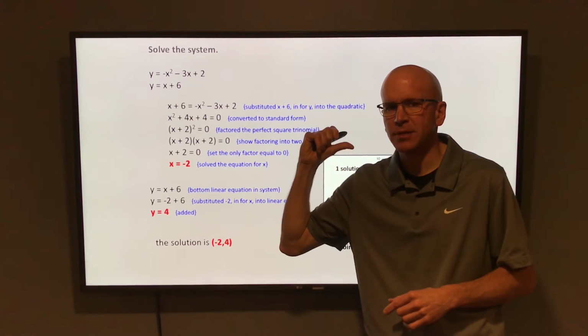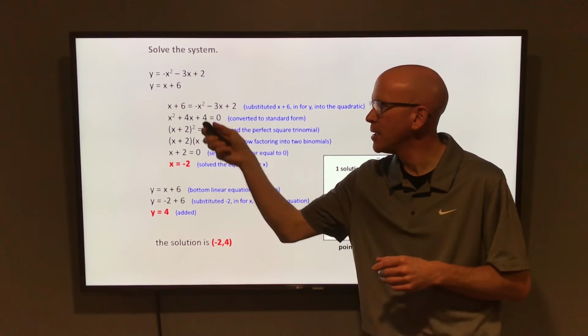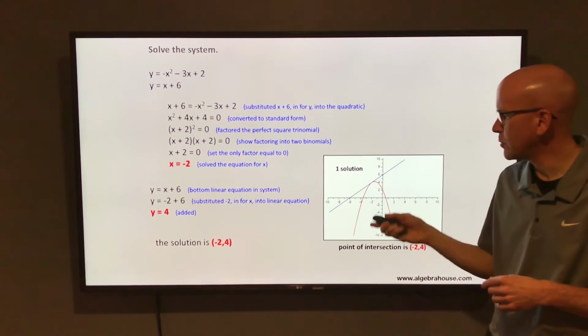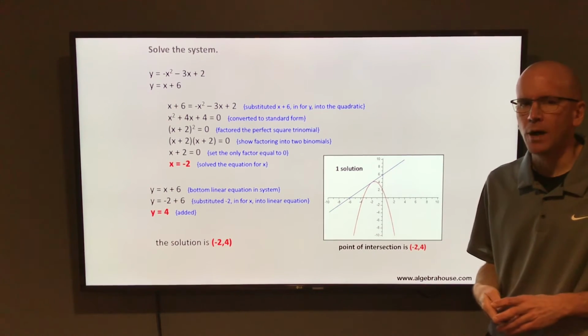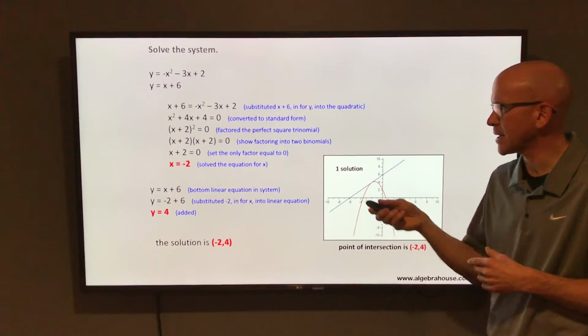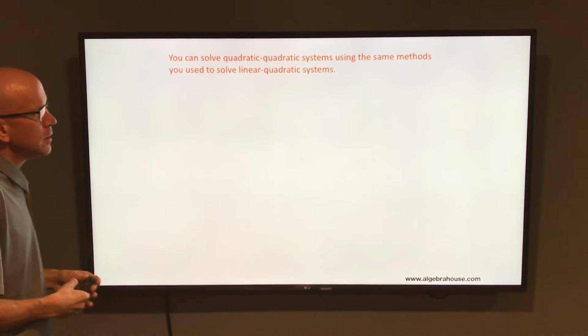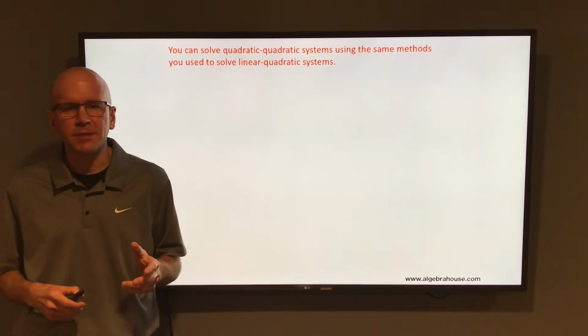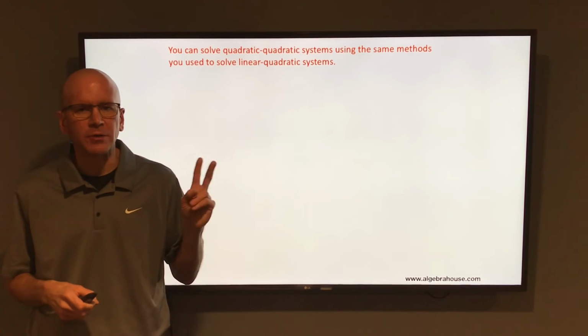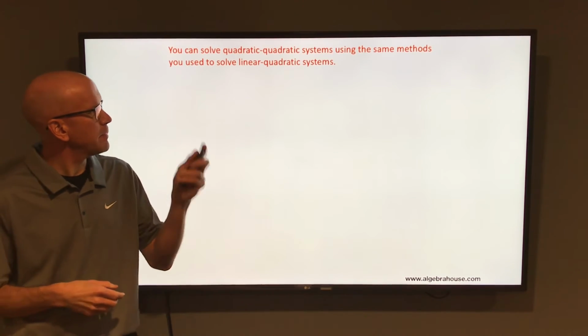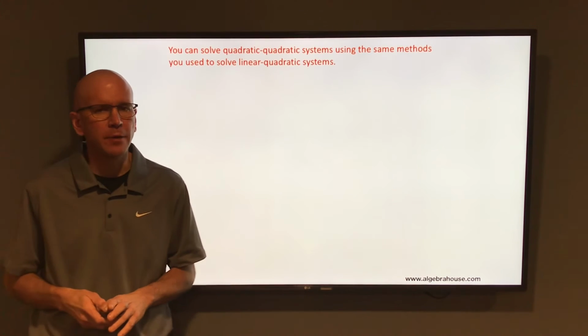That is the point of intersection of that parabola with that straight line. They meet, as you can see behind me, at the point negative 2, 4. x is negative 2, y is 4. You can also solve a quadratic system, that is a system of equations involving two parabolas, using the same method you use to solve linear-quadratic systems.